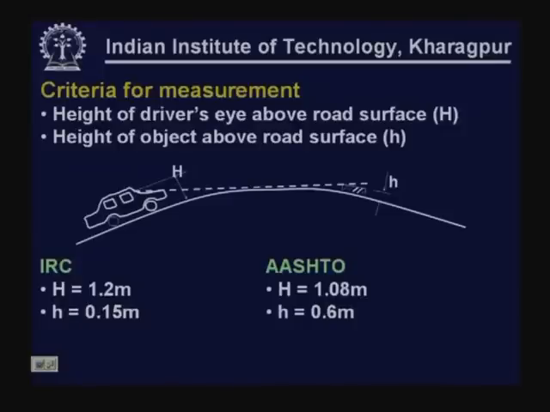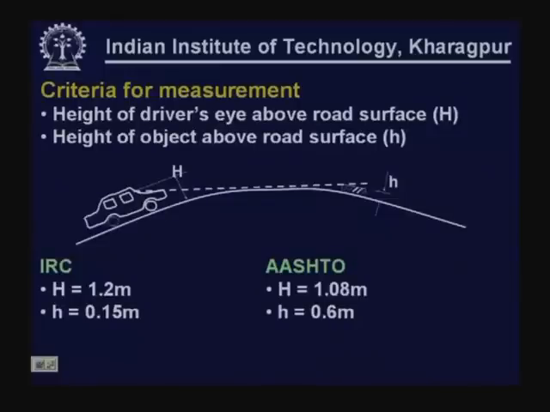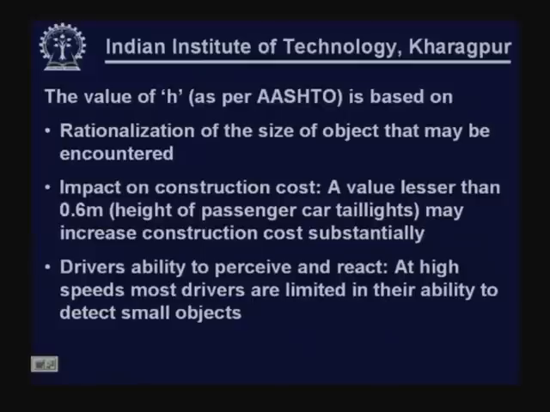As per AASHTO, American Association of State Highway and Transportation Officials, as per AASHTO requirement, height of the driver's eye above road surface is considered as 1.08 meter and the height of object above road surface is taken as 0.6 meter. These are design values. Now, the height of the object as taken by AASHTO is much higher, 0.6 meter, as compared to the object height considered in Indian condition as per Indian Roads Congress recommendations, that is 0.15.